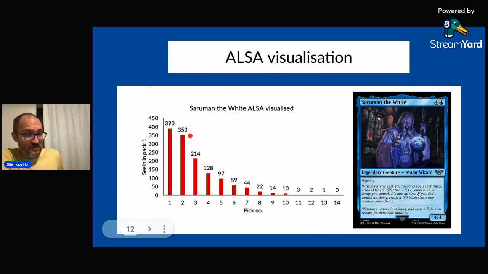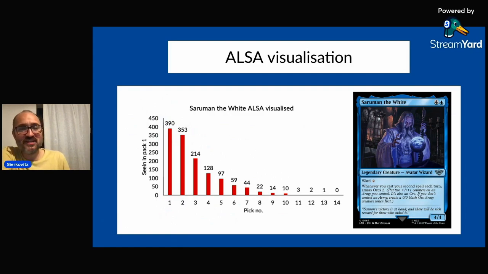So this already tells you something about signals. If you see pack 1, pick 2, Saruman the White, you should probably say, yeah, well, that's about what I would expect from this card. 90% of the time it's being passed when people open it in pack 1. So I shouldn't be putting any weight on that. It's not a signal that is in any way meaningful, because 90% of the time this would happen.